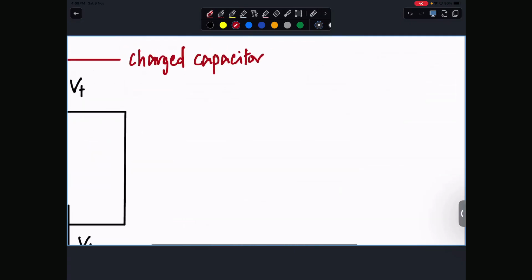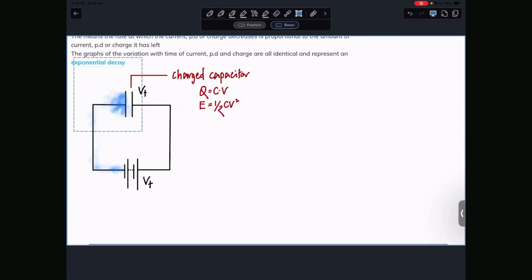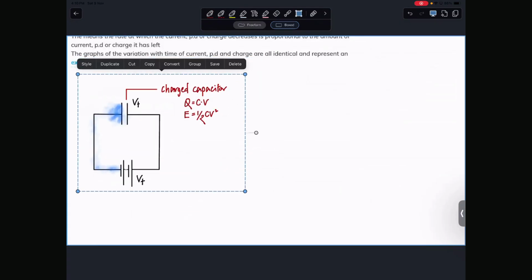Can you tell me how to find the charge on a charged capacitor? Right, very good. Q equals CV. How do you find the energy stored in your capacitor? Right, half CV square or half QV. So yeah, this is what we have done so far. In the last couple of classes, this is what we did.